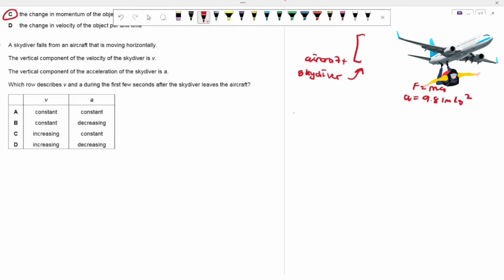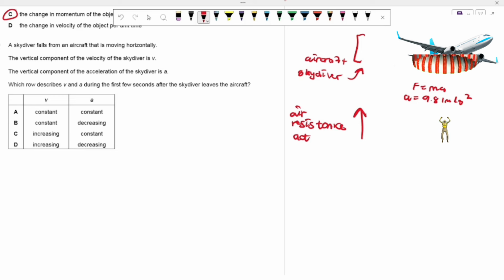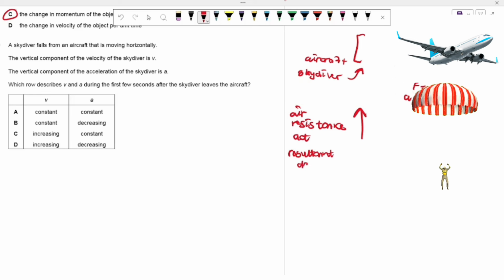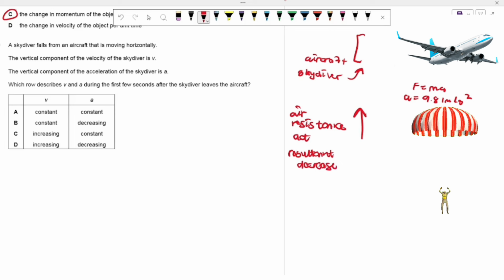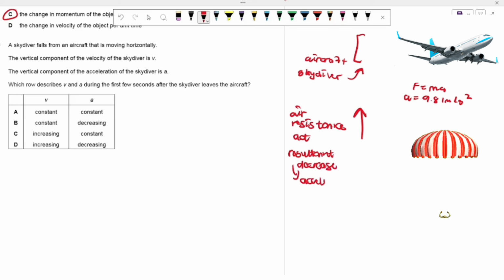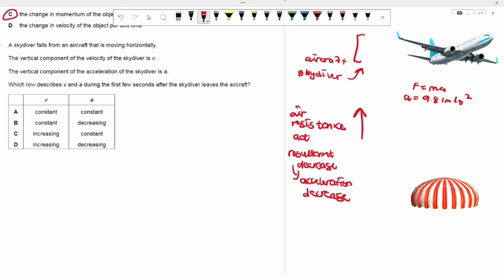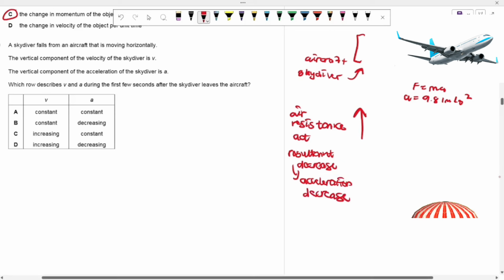But as they begin to fall, air resistance begins to act. Air resistance will be acting upwards, and the effect of air resistance is very apparent and very visible. The effect is that the resultant force will decrease. And if the resultant force decreases, what does it mean? It means that the acceleration decreases. Because the force is decreasing, since F is equal to ma, the acceleration will decrease. So the acceleration is going to be decreasing and decreasing.